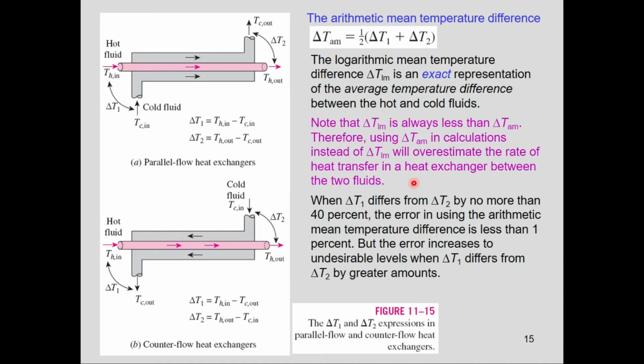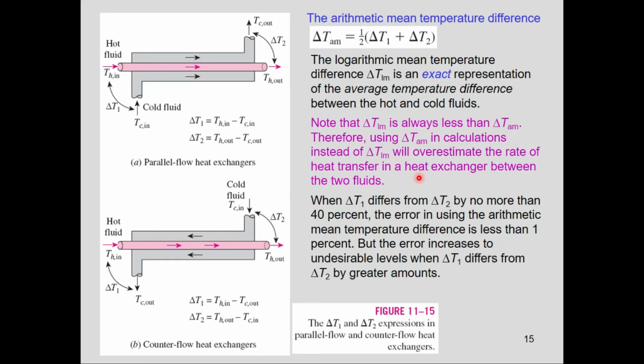So if there is a high rate of heat transfer, it will give the wrong value of the surface area of the particular heat exchanger, because in this method the ultimate objective is to determine the overall surface area of the heat exchanger. So using the true value of the delta T, which is delta T_lm, is the right way to determine the true value of the rate of heat transfer in the heat exchanger between the two fluids to get the actual surface area for a given heat exchanger.